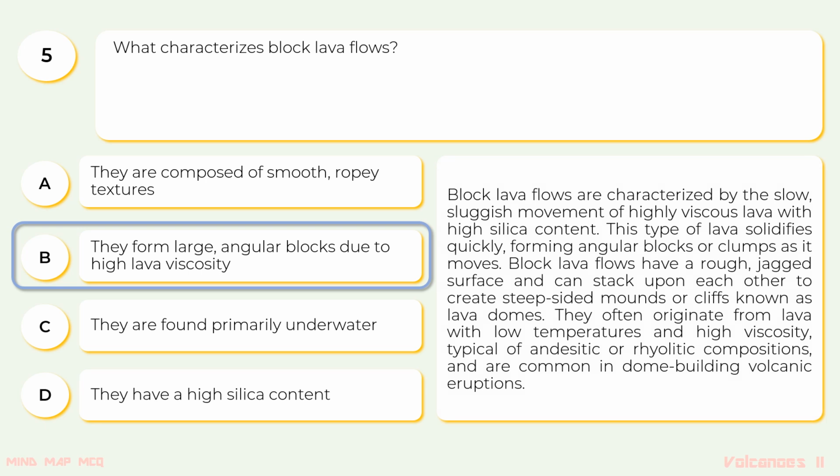Block lava flows are characterized by the slow, sluggish movement of highly viscous lava with high silica content. This type of lava solidifies quickly, forming angular blocks or clumps as it moves. Block lava flows have a rough, jagged surface and can stack upon each other to create steep-sided mounds or cliffs known as lava domes. They often originate from lava with low temperatures and high viscosity, typical of andesitic or rhyolitic compositions, and are common in dome-building volcanic eruptions.